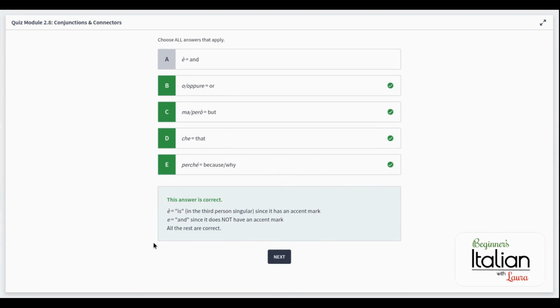So they were all correct except letter A. À means is in the third person singular since it has an accent mark. A means and since it does not have an accent mark. All the rest are correct.